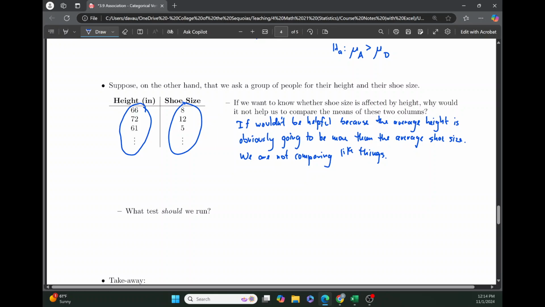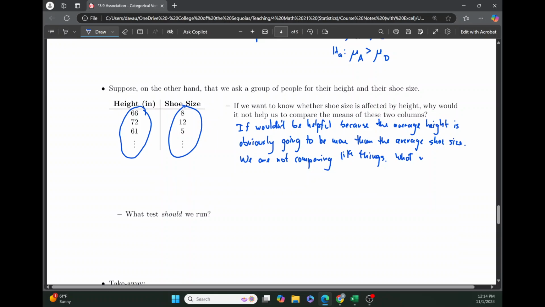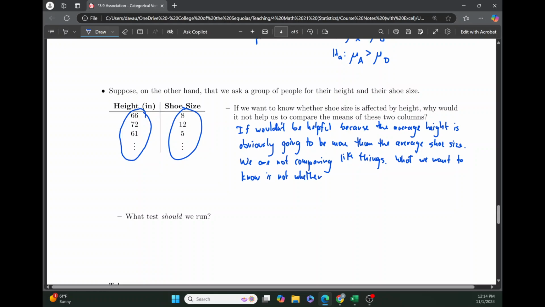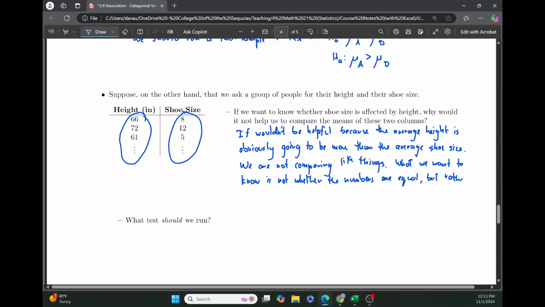Right? So we don't want to compare their averages. What we want to know is whether they're correlated, right? What we want to know is not whether the numbers are equal, but rather whether the numbers are correlated.